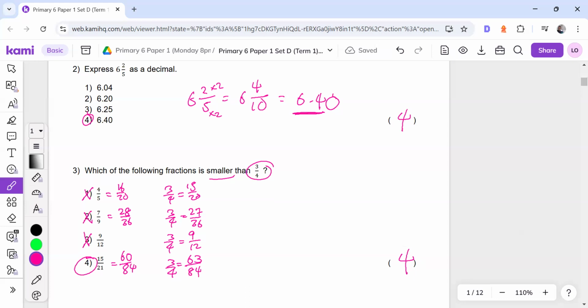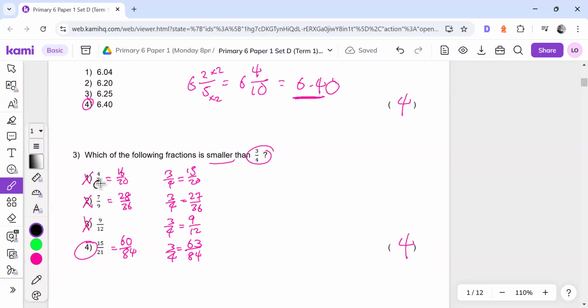By the way, you tell me, how come we cannot make all the denominators the same? It's going to be very hard. Very hard to make all the denominators the same. So we have to compare one by one.